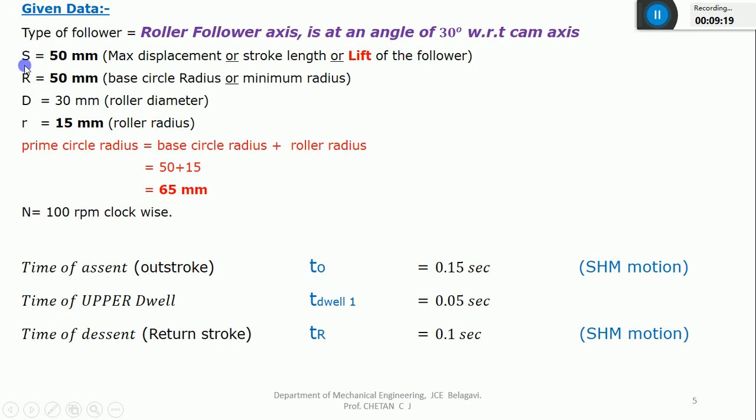And this is given, the stroke length, that is the maximum displacement, that is 50 mm. It's also called the lift of the follower. And the least radius or the minimum radius is given as 50 mm. You can see this, the capital R, which is nothing but the base circle radius. And the roller diameter is given, that is 30 mm. I want the radius because I want all the dimensions in radius, because I have taken the base circle in the radius itself. It means when you convert, it will become 15 mm.